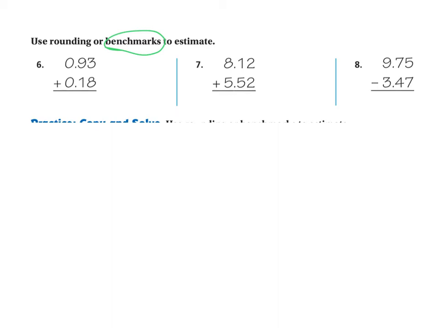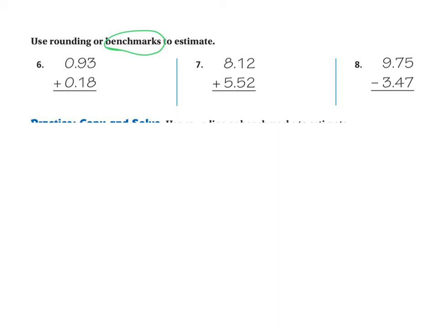So let's try some of these on this page. I'm going to start with number 6. Number 6 is an addition problem. It's already set up for you. If it's saying use rounding or benchmarks to estimate, I don't want to go take this problem and solve it. I don't want to do 93 hundredths plus 18 hundredths. I want to use some benchmarks here.